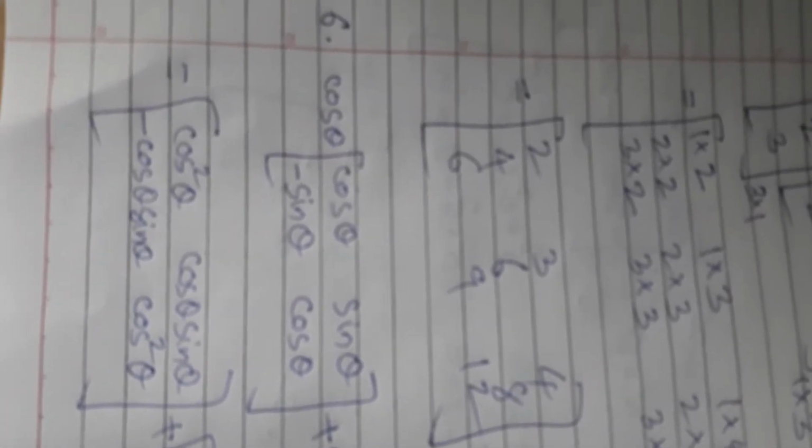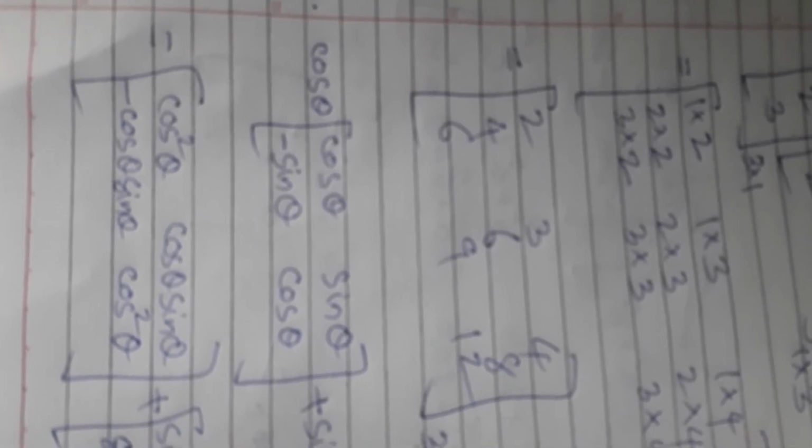Now the next one that we are going to solve is the sixth one. The sixth one is cos theta into the bracket cos theta, sin theta, minus sin theta, cos theta, plus sin theta into sin theta, minus cos theta, sin theta. If you can have a look at this.